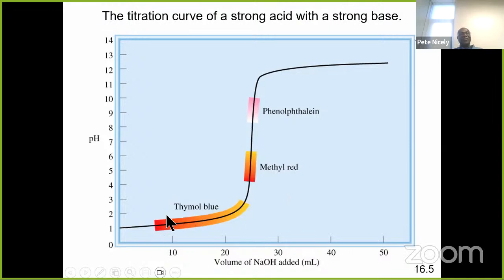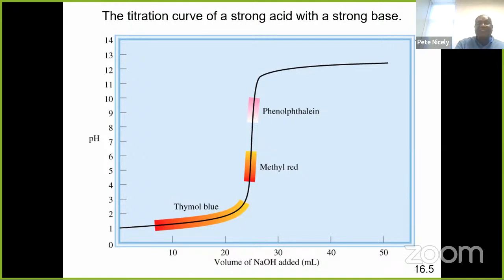You would not choose thymol blue because, as you can see here, the color change for thymol blue will occur before the equivalence point. So if you were to do the titration, you're going to see a color change, but that color change will not indicate that you have reached the equivalence point in this particular titration.